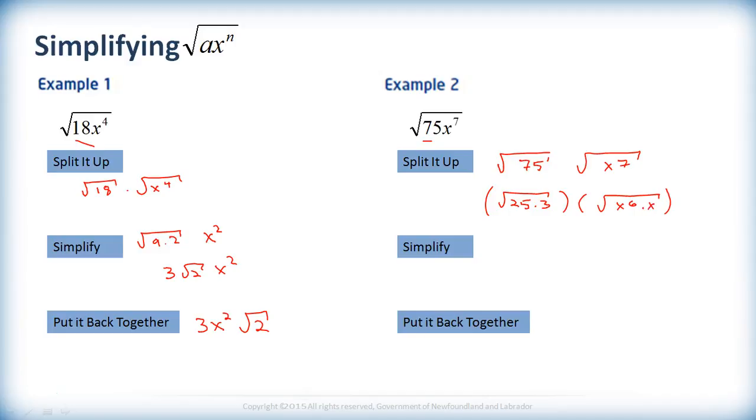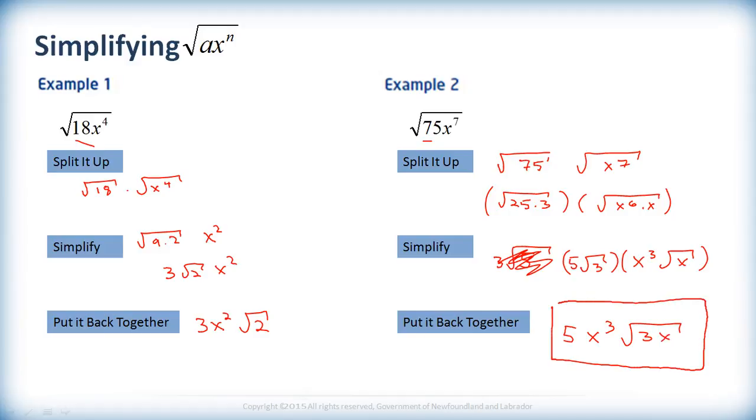Okay, so if I'm going to simplify that then, I've got 3 root 5 over here. No, I don't. That's silliness. I've got 5 root 3 for that one. And then on the other guy there, I've got x cubed root x. Oh, okay, so they're both simplified. So all I have to do now is throw it all back together, and I end up with 5x cubed times the square root of 3x when I put it all back together. So it's that putting it back together that you just got to be careful about.